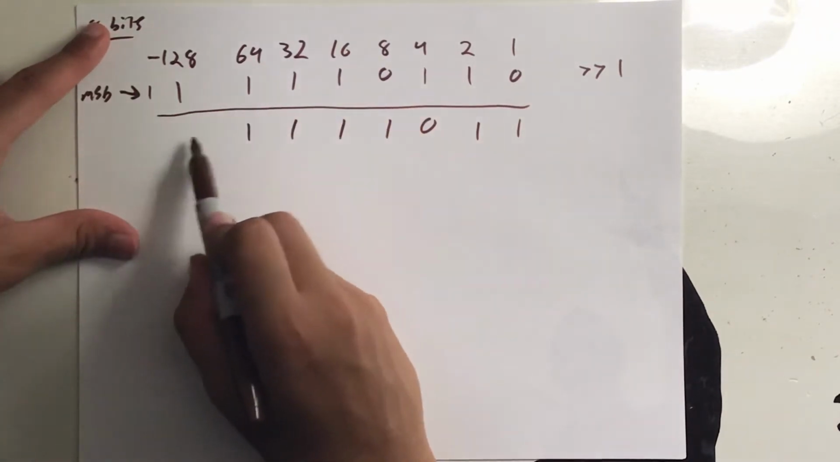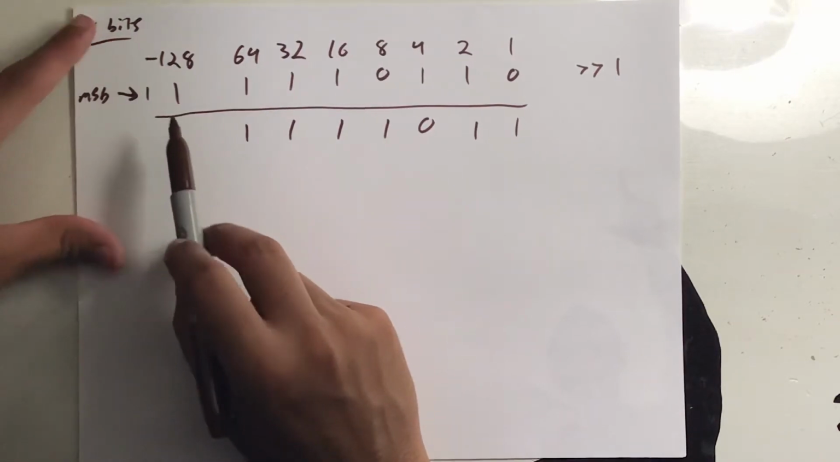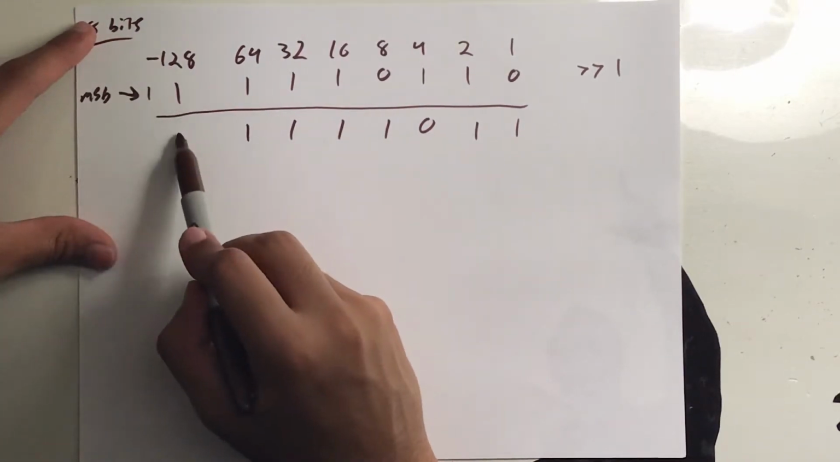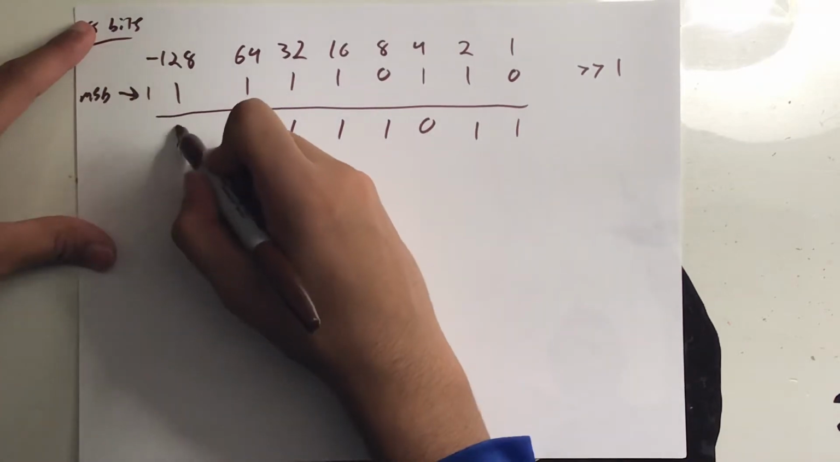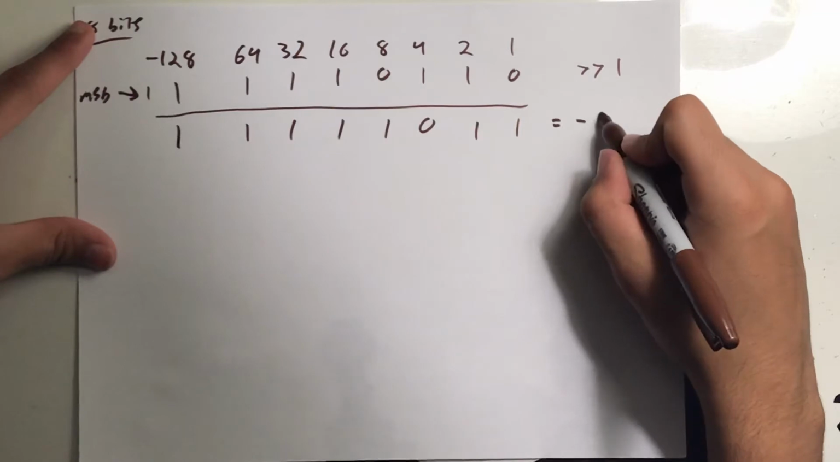But what about this space right here? Do we fill that with the 0 or the 1? Well, because our most significant bit was a 1, we're gonna fill that up with a 1. Hence, the sign is preserved. Now this answer is -5.